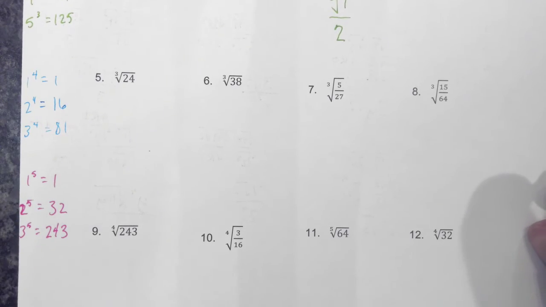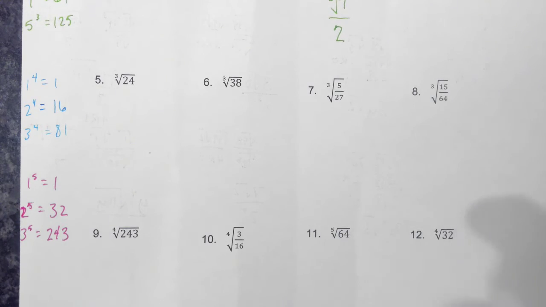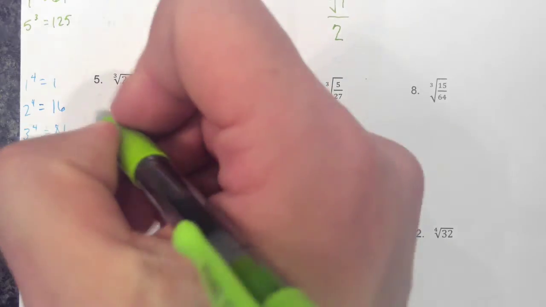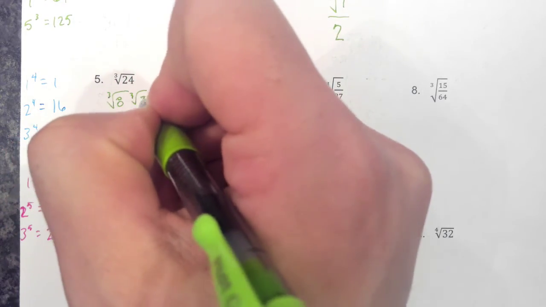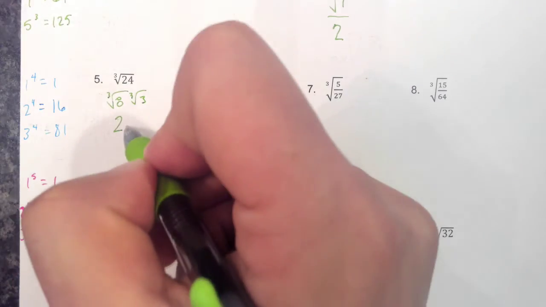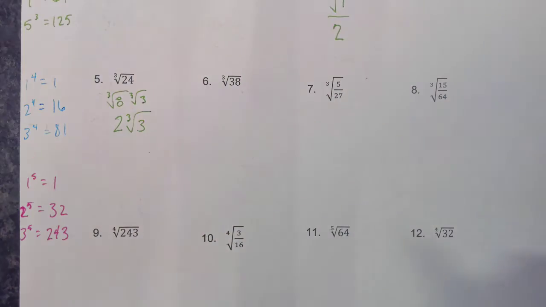If you want to pause and try 5 through 8, that'd be good. Okay, let's see how you did. This one's divisible by 8, so 8 times 3 is 24. Cube root of 8 is 2, so we have 2 cube roots of 3.